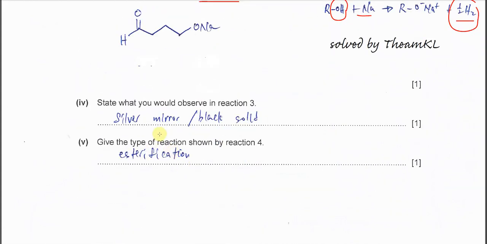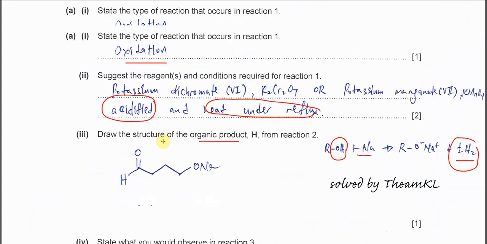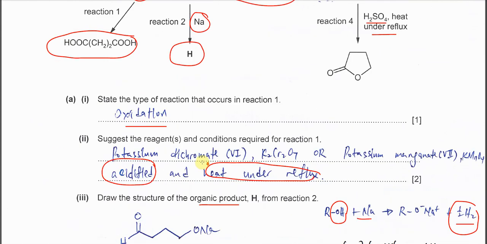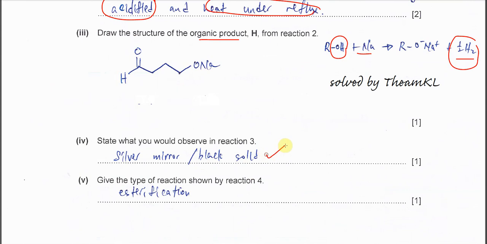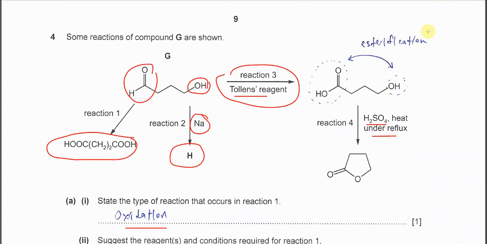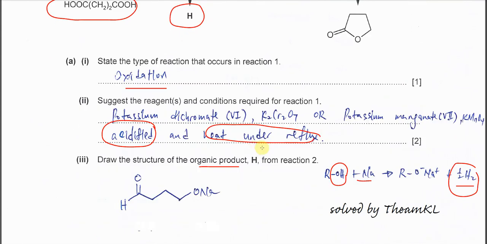Part 4, state what you observe in reaction 3. Reaction 3 is this Tollens reagent. Because it has aldehyde group, you see silver mirror or black solid. Okay, give the type of reaction shown by reaction 4. Okay, just now the cyclics. Okay, reaction 4, this one, so it's esterification, right? Carboxylic acid and alcohol.